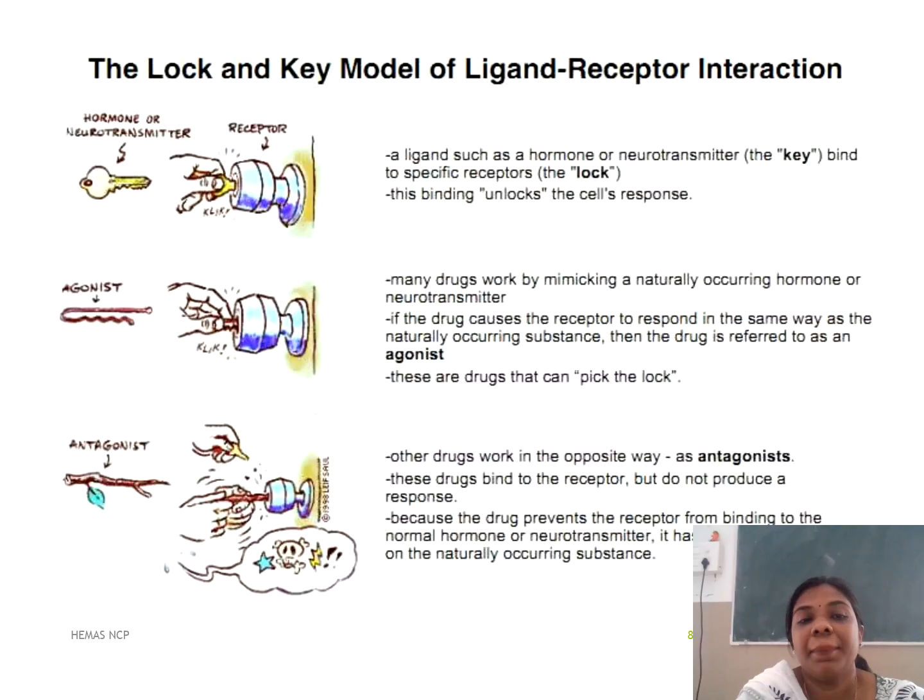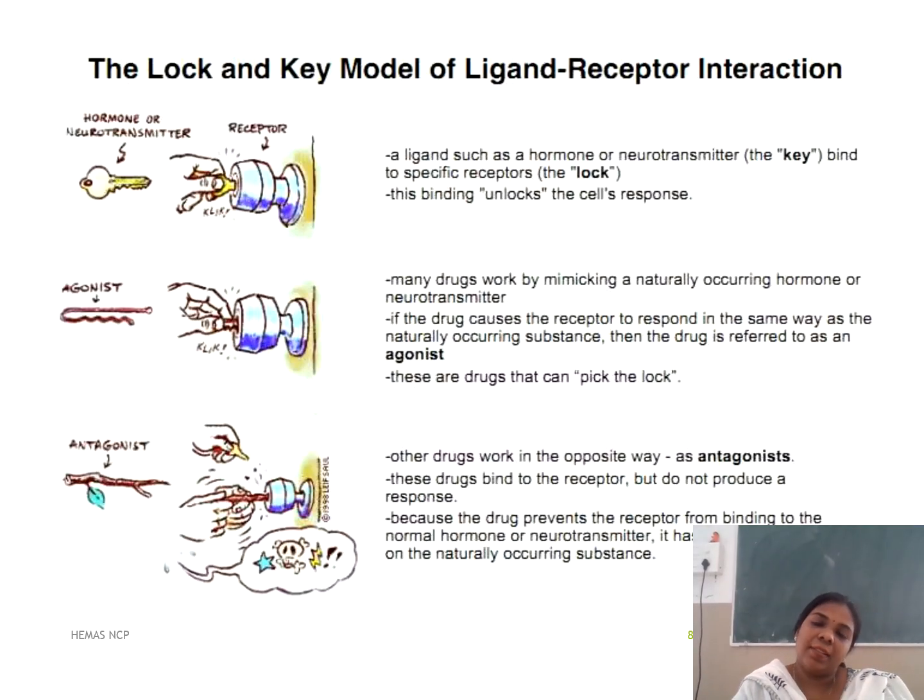Coming to the clinical importance of this lock and key model, understanding receptor interaction helps in drug design, drug selectivity, reducing side effects, and choosing an agonist or antagonist in therapy. And a quick comparison table: here the features are agonist and antagonist, binding to the receptor, and activation. That means the agonist activates it.